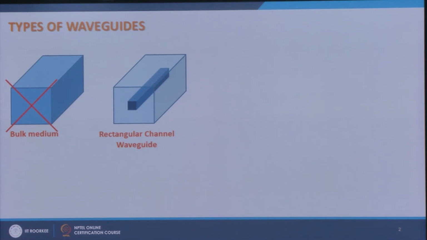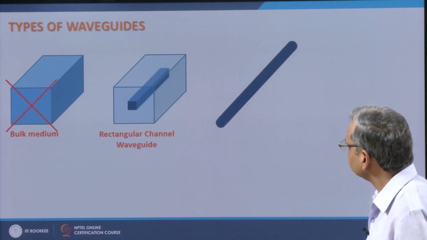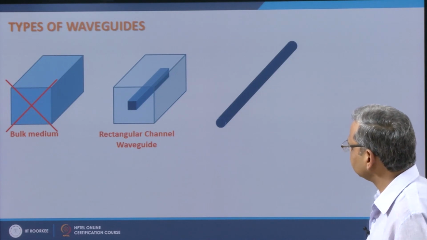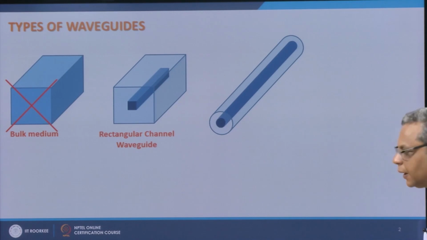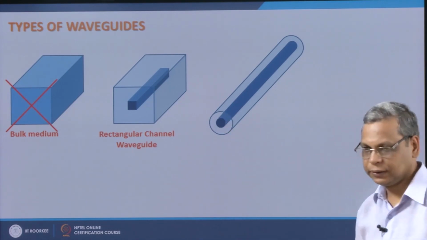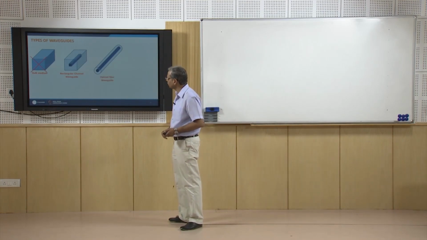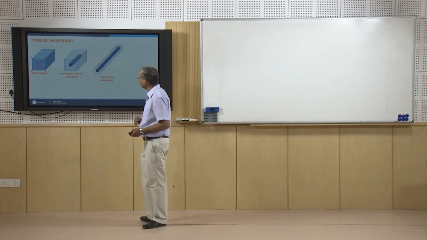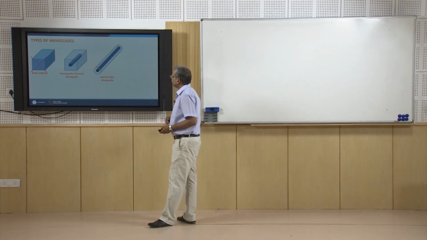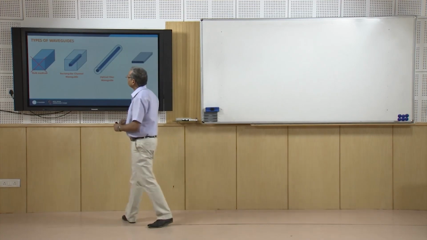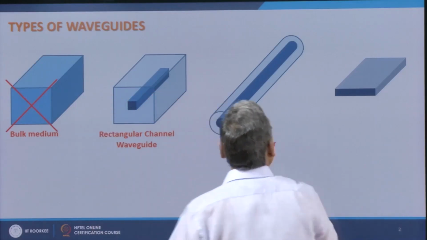I can have this channel in the form of a cylinder, a high refractive index cylinder, which is surrounded by a lower refractive index medium. Again the dimensions are comparable to wavelength, and this is an optical fiber waveguide. And then I can also have a configuration like this where the width of the channel can be infinitely extended.